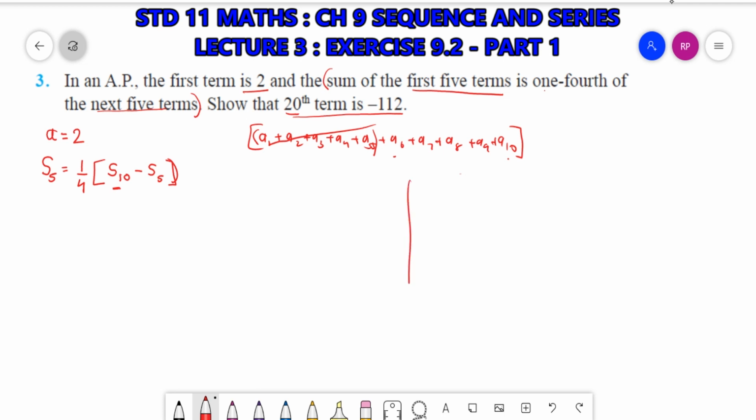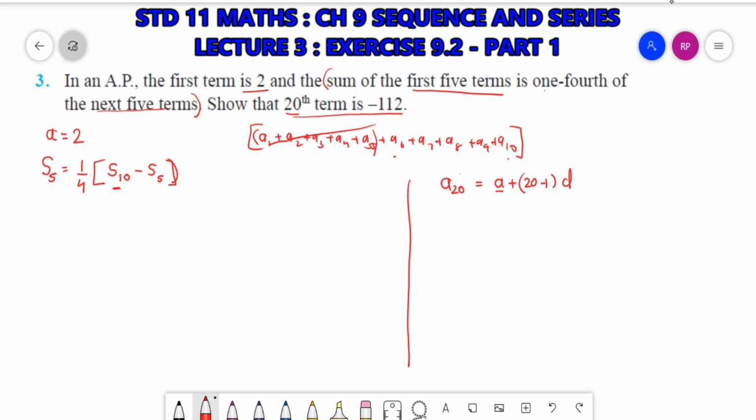Okay. Now we have to show that the 20th term is minus 112. So we need to find out A20. We have to show that it is minus 112. So this will be equal to A plus n minus 1 d. We have A, we have n, that is 20.